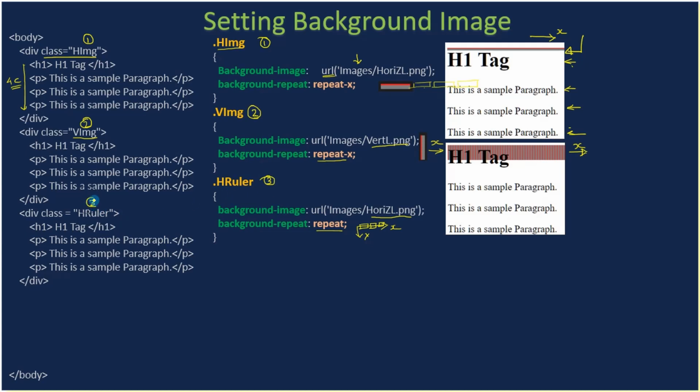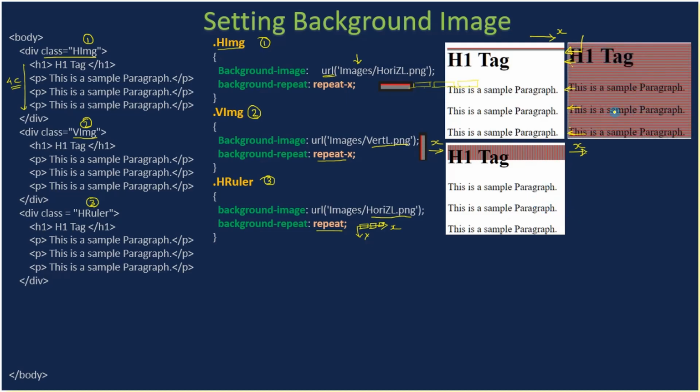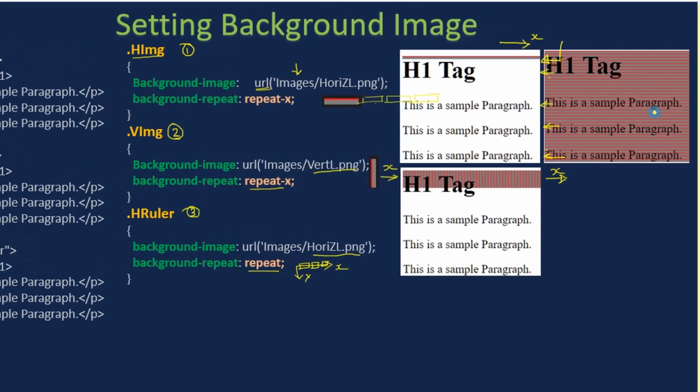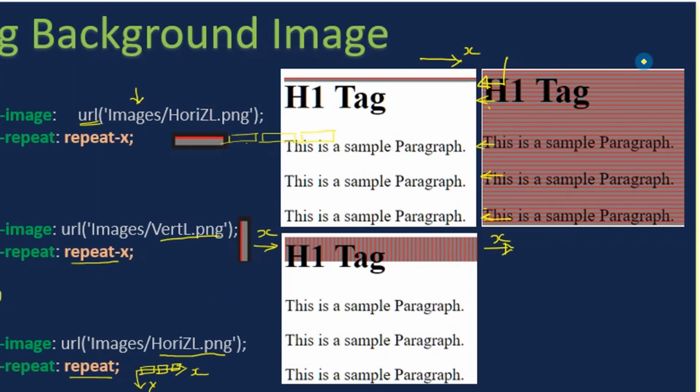So for our third div tag, we specify class as hruler, and we have 4 elements. And if you see, because of repeat, this entire element will be covered. So the h1 tag, and you can see with repeat, the image is copied in the X direction, then it is copied in the Y direction as well.